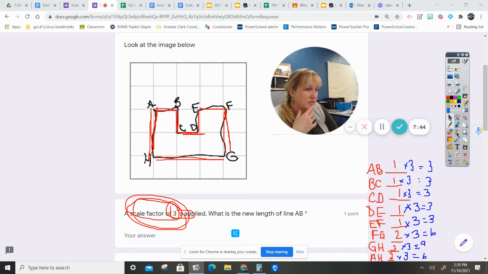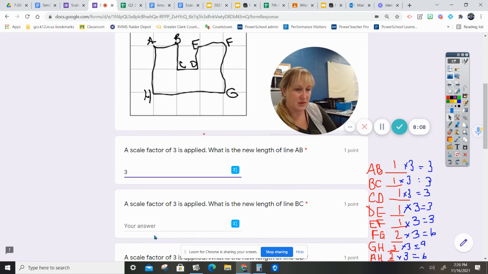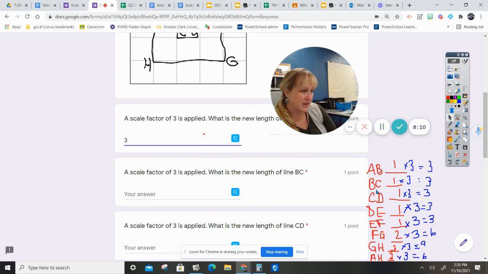Now I wrote all of these down because when I go to type in my answers, I need to make sure that I am putting the right line answers in. So for example, this is line AB. What is it after the scale factor of 3 applied? Well, the answer is over there. It is 3. Okay, line BC.